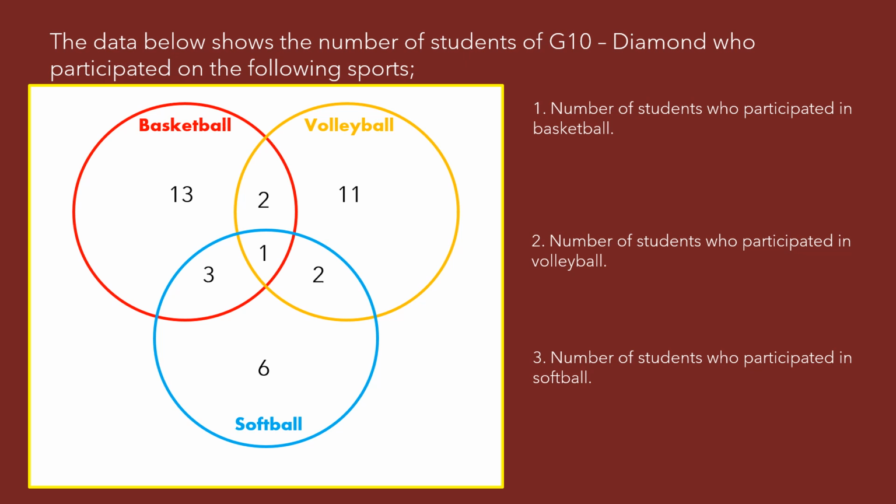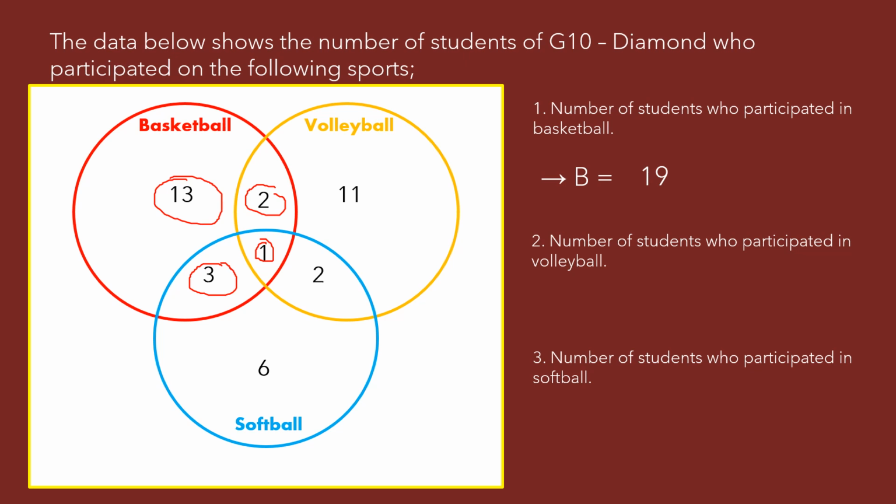The number of students who participated in basketball, denoted by letter B, are these quantities: 13 plus 2 plus 1 and plus 3. Upon adding these numbers, the number of students who participated in basketball is 19.